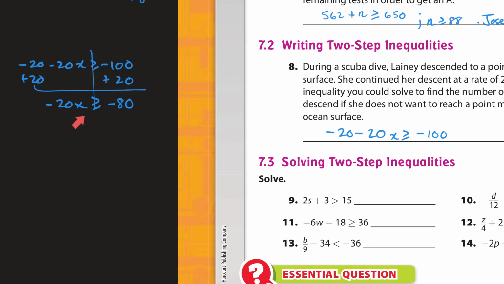Now this is multiplication, and the inverse. By the way, I added 20 here because that's the inverse of subtracting or having a negative here. But here the inverse of multiplying by 20 is dividing by negative 20. So you divide by negative 20. These cancel. X, negative 80 divided by negative 20 is positive 40. But check it out. We divided by a negative right here. The fact that this happened means we have to switch the direction of the inequality the other way. So that's it. Lainey can dive no more than 40 minutes.